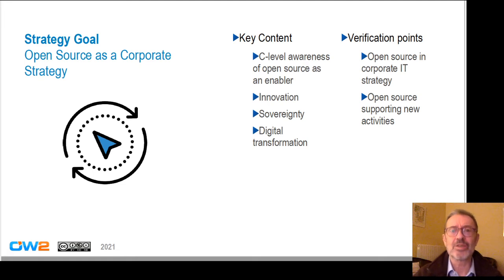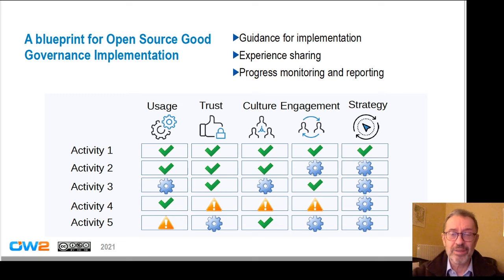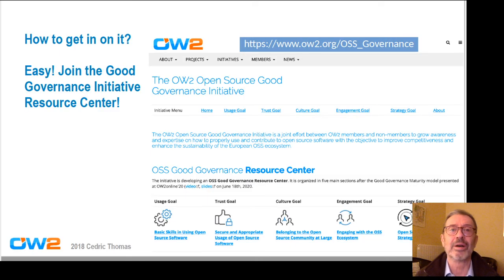And the last goal is the strategy goal. The idea here is to make sure that open source is recognized at the top levels of an organization's management as an enabler of new process innovations, of digital transformation, and of digital sovereignty. So with that, we have a comprehensive blueprint for implementing and managing an open source policy, with the tools to monitor the progress and also to share this progress, to report the progress to other managers.